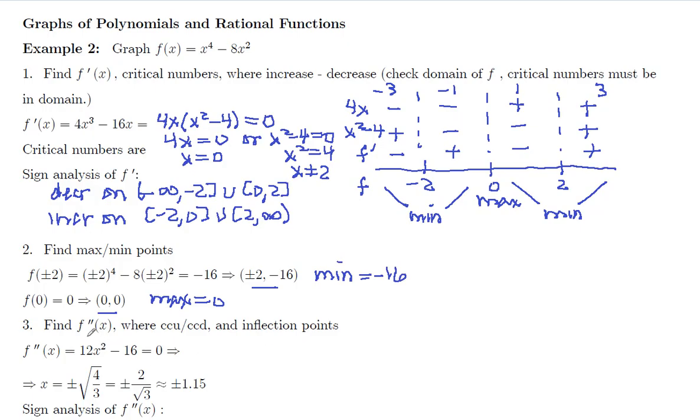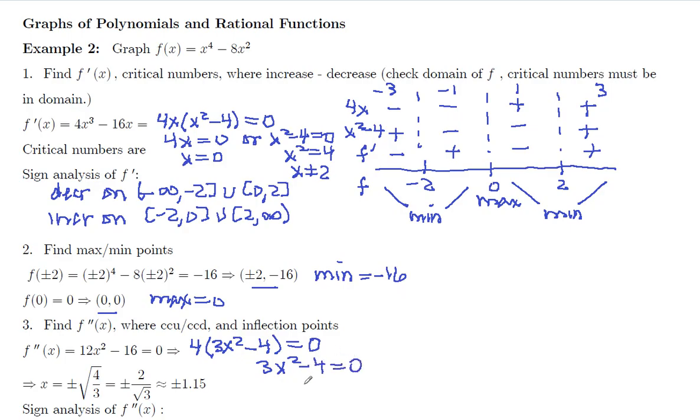Now we'll look at f double prime. So we want to take a derivative here. 3 times 4 is 12, x squared right there. Derivative of -16x is -16. Set that equals 0. Let's see, we have a common 4 that we can factor out. That'll leave us 3x squared minus 4, and set that equal to 0. So then 4 is never 0, so set 3x squared minus 4 equals 0.